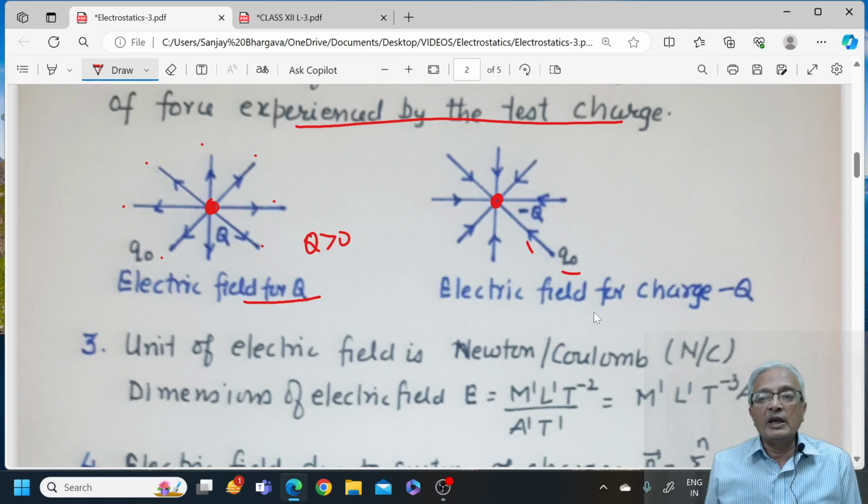What is the unit of electric field? The electric field, we said, would be equal to the ratio of force upon Q0. So force is measured in Newton, and charge is measured in Coulomb.